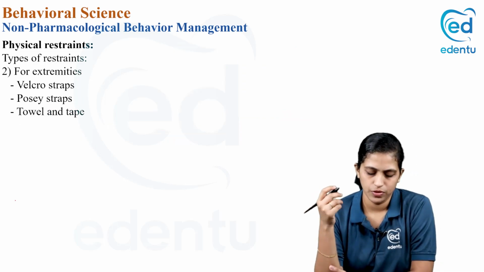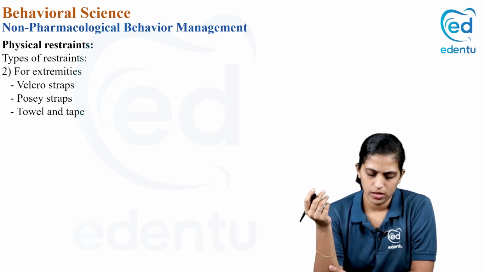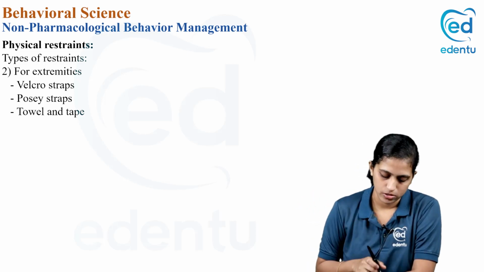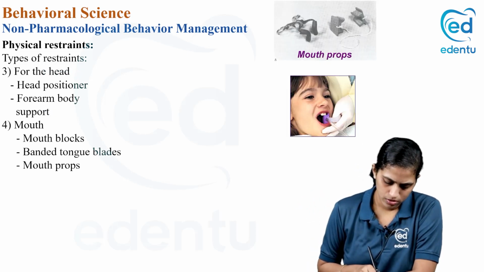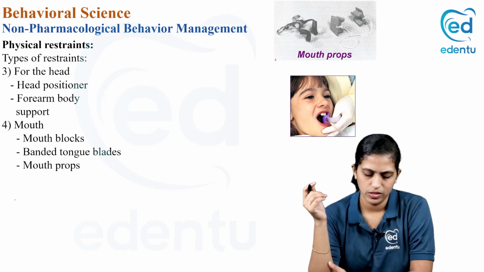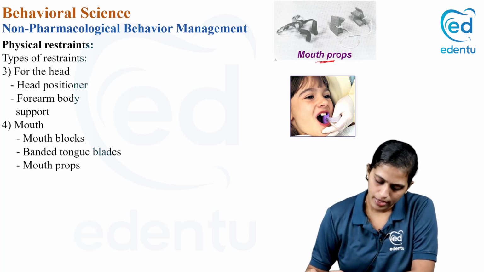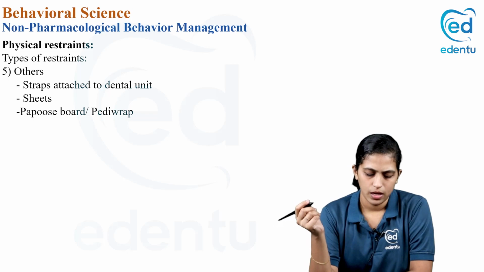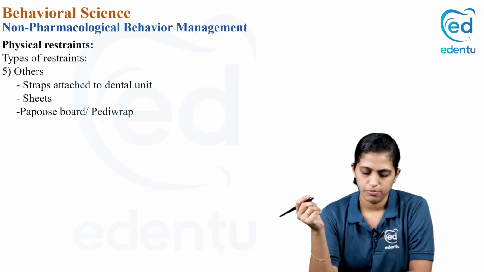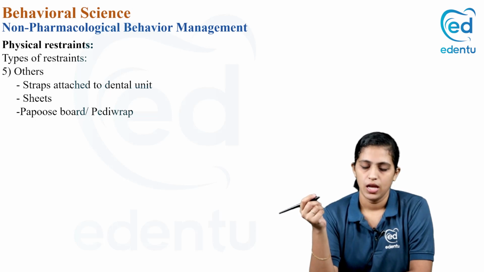That was for the body. Next, for extremities, we can use Velcro straps, towel and tape, posey straps, etc. For positioning the head, we can use a head positioner and forearm body support, and for the mouth, we can use mouth blocks, banded tongue blades, and mouth props. You can see mouth props here, and also mouth blocks. Lastly, the other types of restraints are straps attached to the dental unit, sheets, papoose board or pedi wrap.